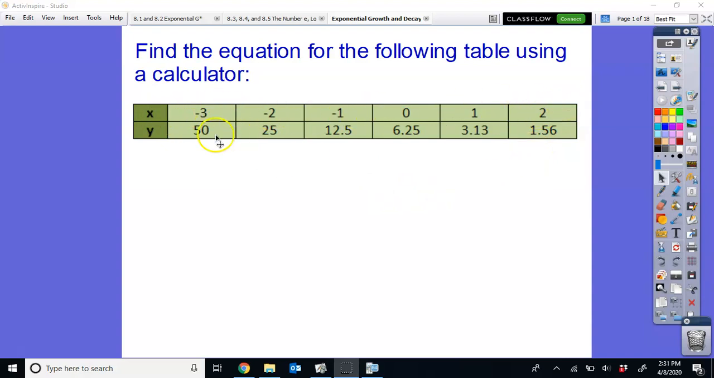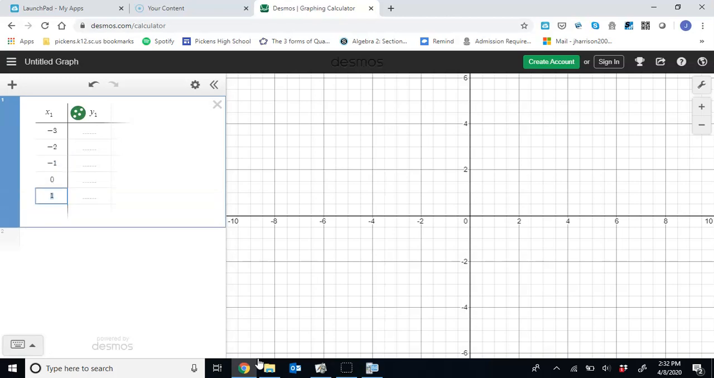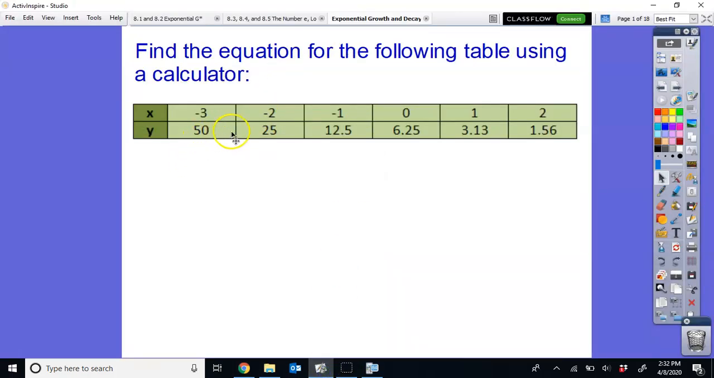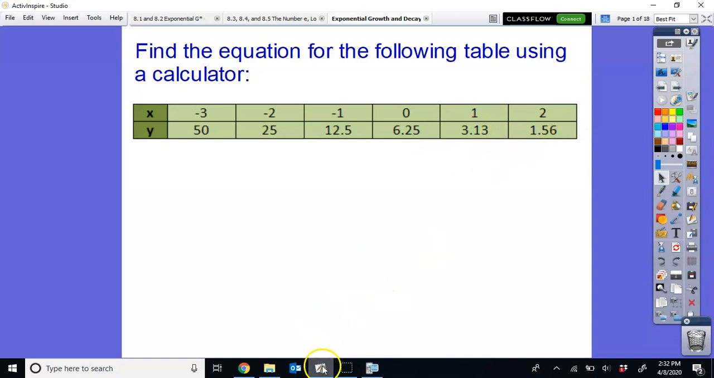Notice your x values are across the top, y values across the bottom. And I'm going to go to my Desmos calculator, and then I'm going to hit the plus sign, go down to table, and I'm going to type in -3, -2, -1, 0, 1, and 2. And so then I'm going to go to my y values, and we'll start with 50. And we'll go to 25, then 12.5, and then 6.25. And then we've got 3.13 and 1.56.